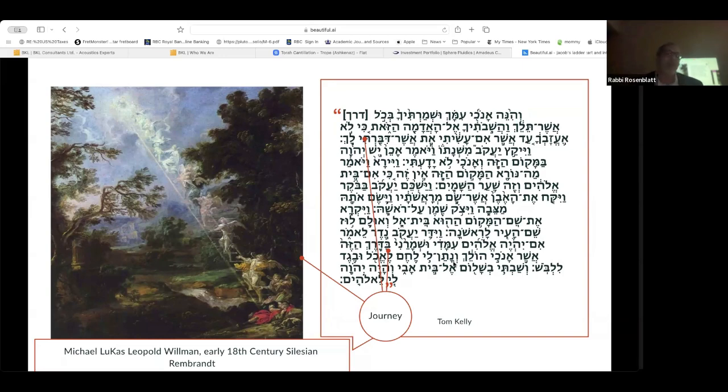Here, this is a 19th century painter, Michael Lucas. This is one of my favorite versions of this, because I don't know if you can see it well here, but you can see that the angel that is going up and down actually looks like Yaakov. You can see that it starts with a very earthly Yaakov, and it transitions to a more and more transparent Yaakov, right?